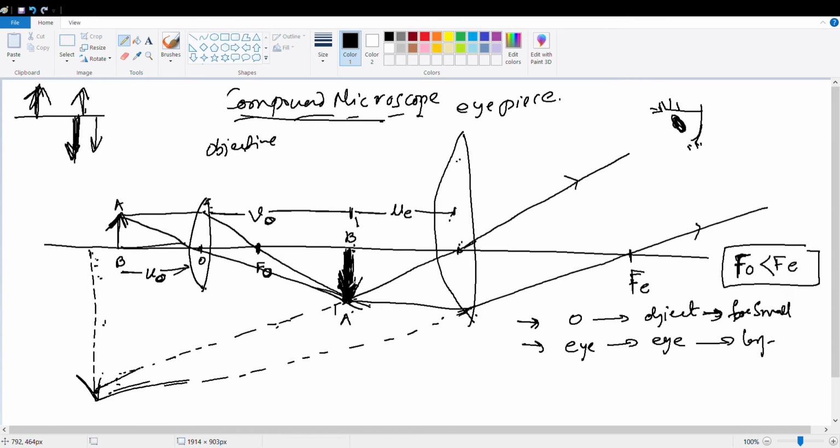The image of the objective lens will act as the object for the eyepiece lens. So this is the object. So this is the UE. And this is A dash B dash, and this will be A double dash, B double dash. This is the final image, and also we will write this is the beta, the visual angle, beta.